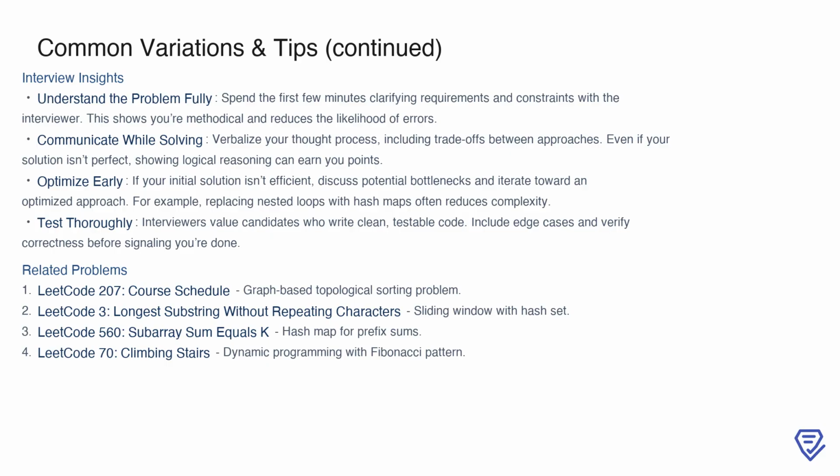As you write your solution, aim for efficiency early on. If your first approach is suboptimal, identify potential bottlenecks and suggest optimizations. For instance, replacing nested loops with a hash map can significantly reduce time complexity in many cases. Once your solution is complete, testing is key. Include edge cases and verify correctness before signaling that you're done. To practice, consider exploring related problems such as LeetCode 207 for topological sorting, LeetCode 3 for sliding window techniques, or LeetCode 560 for hash maps and prefix sums.